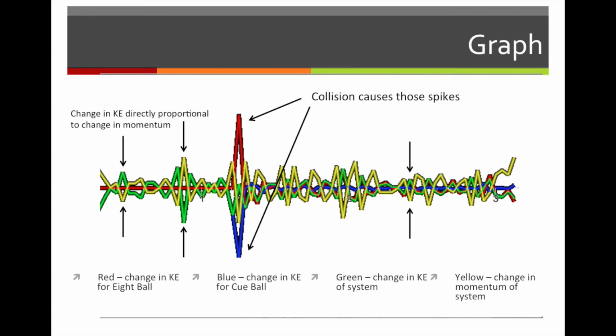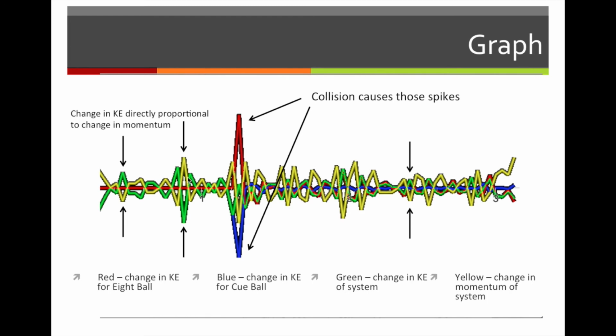What the graph shows you is the change in kinetic energy for the 8-ball, the change in kinetic energy for the cue ball, the change in kinetic energy of the system, and the change in momentum of the system. I know there's a lot going on, but you can see right here, first off, this is where the collision happens. There's a large increase in the change in kinetic energy for the 8-ball and a large decrease for the cue ball, which is pretty expected.